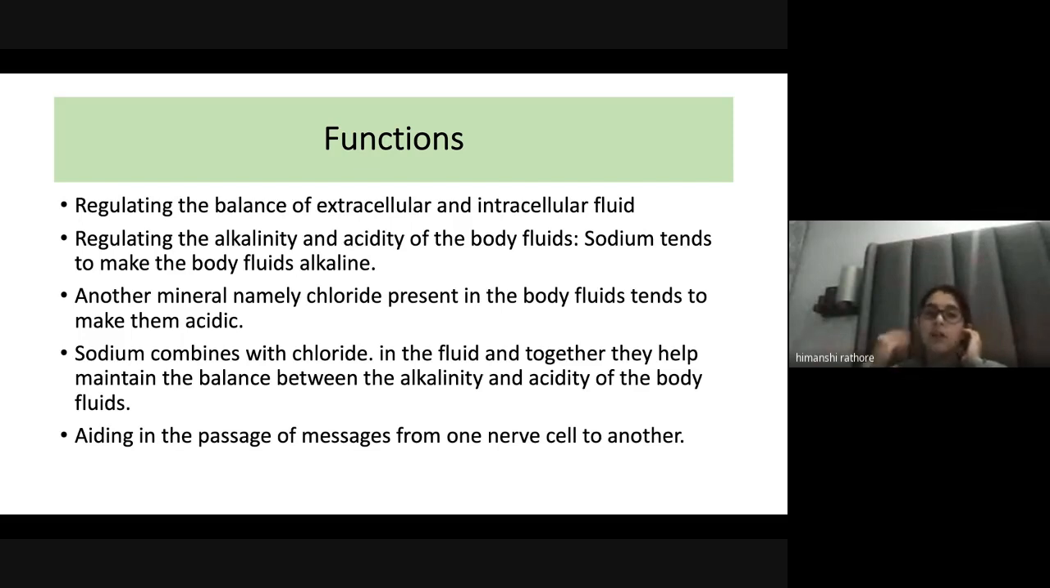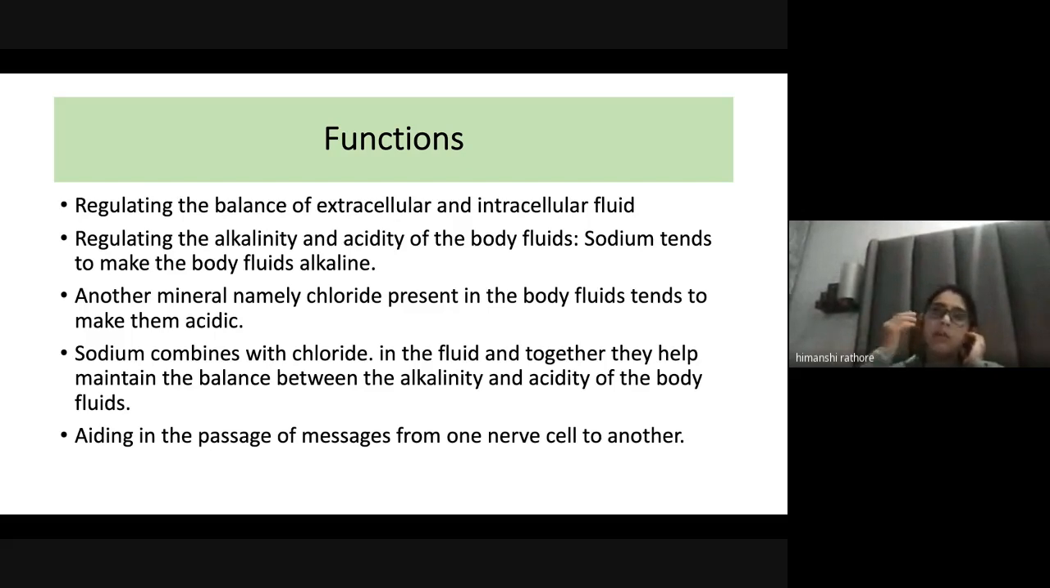Then the second function is regulating the alkalinity and acidity of the body fluid. Sodium tends to make the body fluid alkaline in nature. You all must be aware of pH values. There are foods that are acidic in nature and there are foods which are alkaline in nature. So your body fluid has to be alkaline in nature. Their pH has to be around 7. So to maintain that pH of the body fluid, sodium is required.